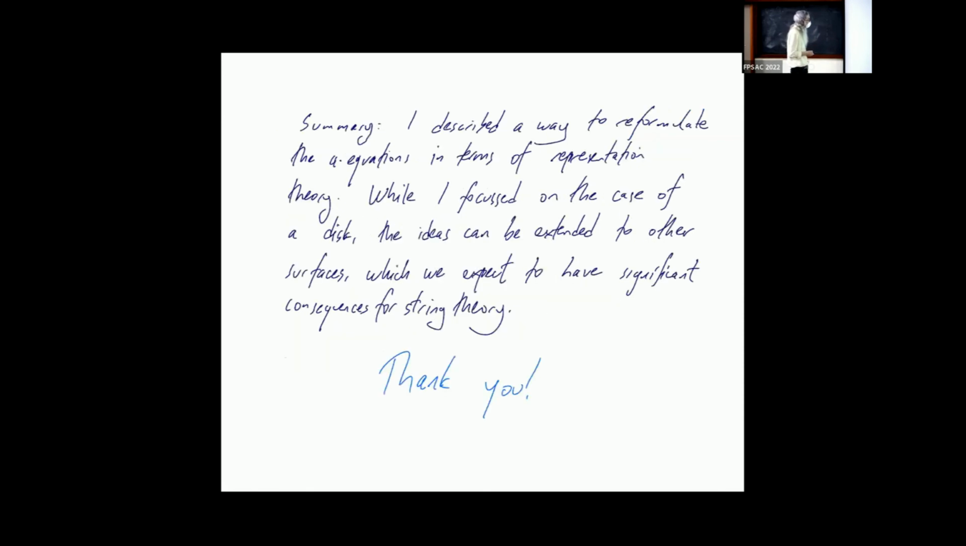Okay, so just to summarize, what I did today was to describe a way to reformulate the U equations, really just for a disk, but with the idea in mind that this would also work for other surfaces. The disk case was not new. The disk case was understood by Koba and Nielsen in 1969, but we expect that being able to do this for other surfaces will really have consequences in string theory. So thank you very much.